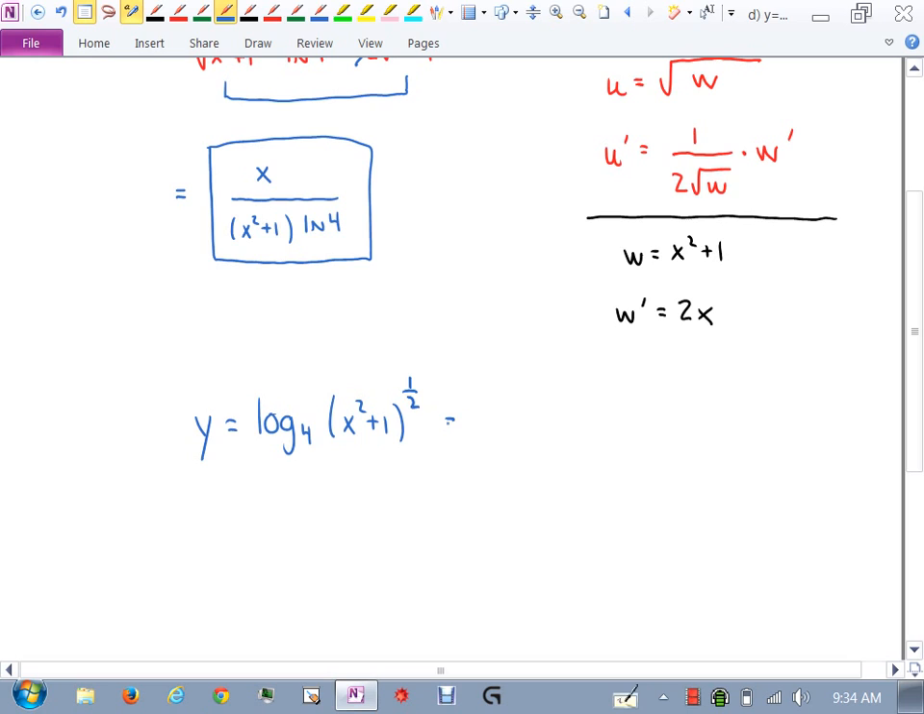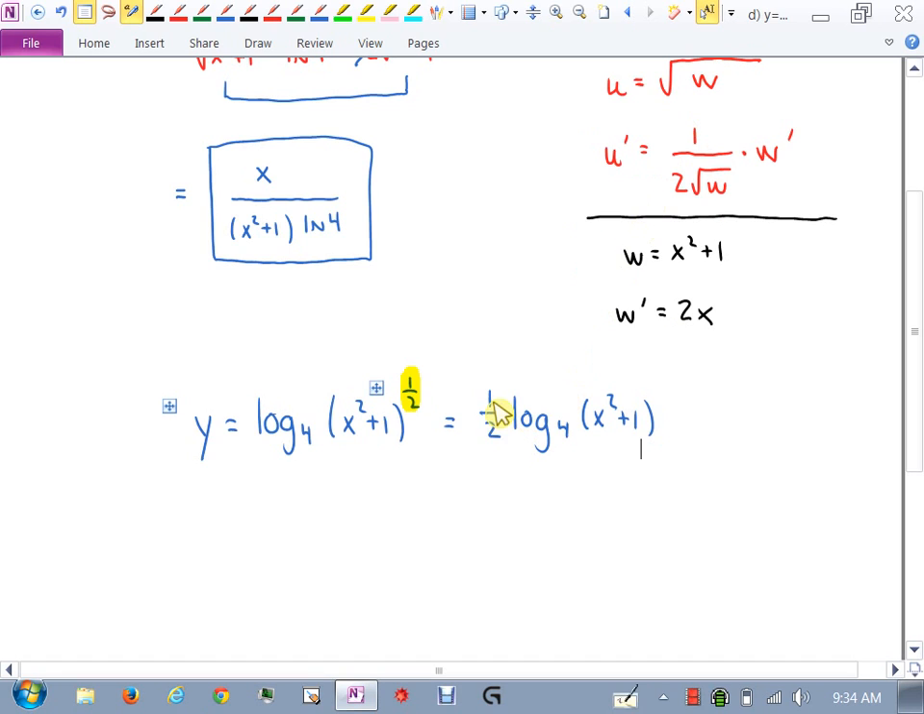I have a property of logs that says that if I have log of something and that something is raised to a power, I'm allowed to drop that power out. We use that quite a bit with logarithmic differentiation. So if I take that 1/2 out before I do my derivative, then I can avoid having to do that middle step right here, because I won't have a square root anymore.